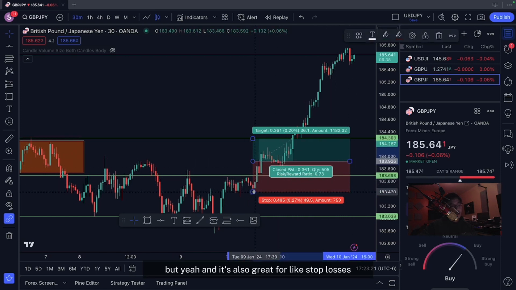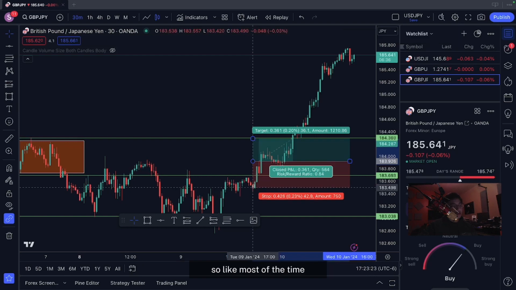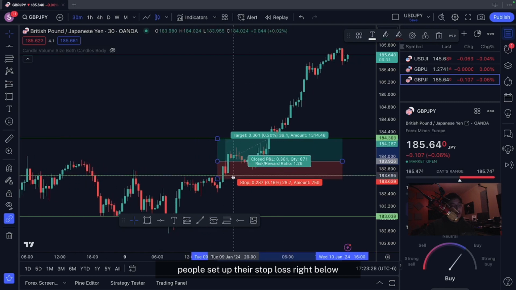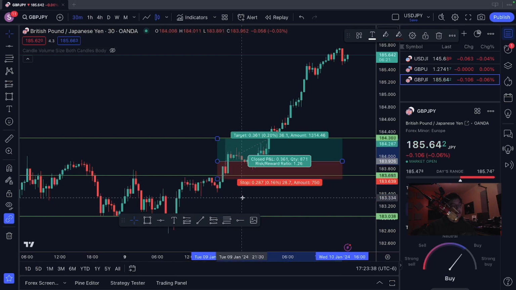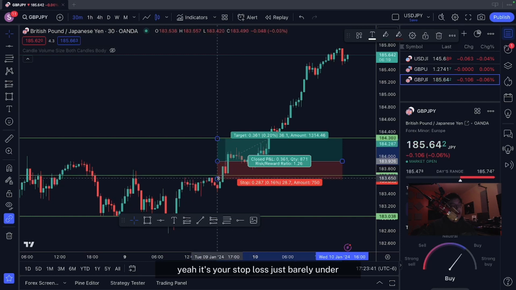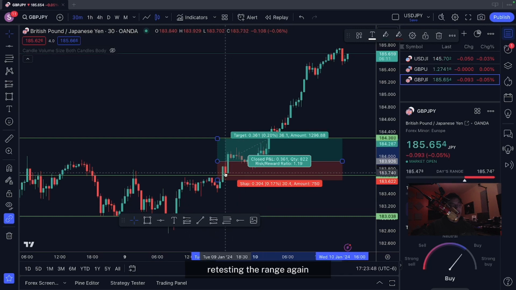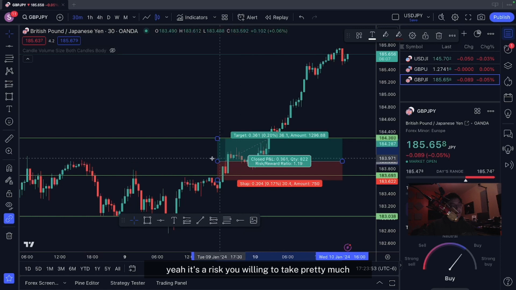But yeah, it's also great for stop losses. Most of the time people will set up their stop loss right below, just under the support, if you're trying to set up a trade for entry. So your stop loss just barely under. So if it hits, it's pretty much going back down, or retesting the range again. But if it just broke through, yeah, it's a risk you're willing to take, pretty much.